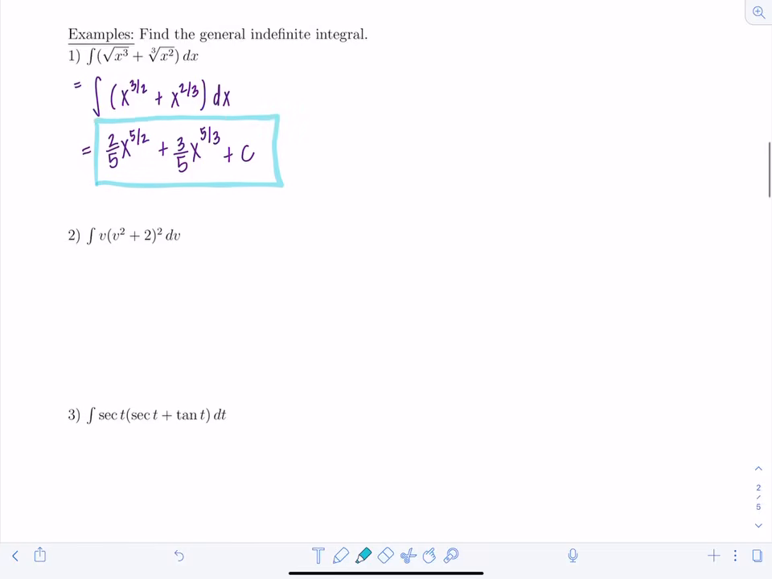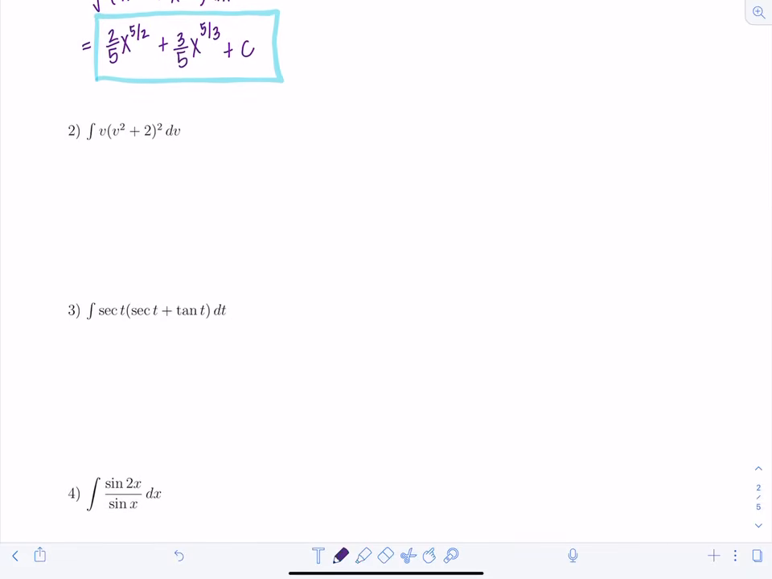All right, example 2. I have the integral of v times the quantity v squared plus 2 squared. Okay, so first we're going to have to expand v squared plus 2 squared, so that's going to give me v to the 4th plus 4v squared plus 4 dv, and then distribute that v through, so we have v to the 5th plus 4v cubed plus 4v dv. And then I can go through and anti-differentiate term by term. Make sure you're writing dv until you anti-differentiate.